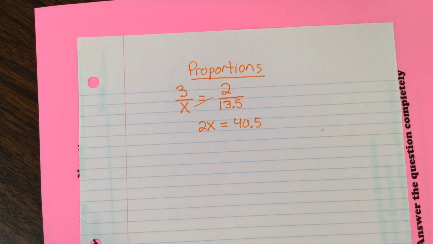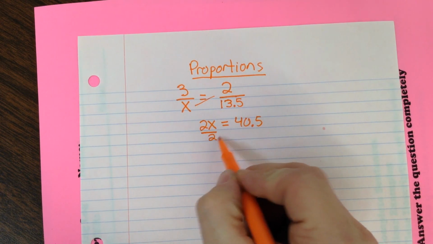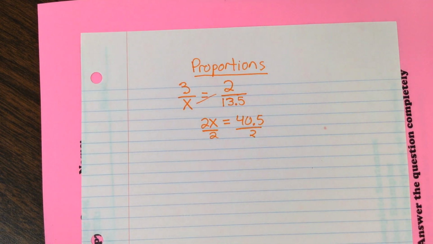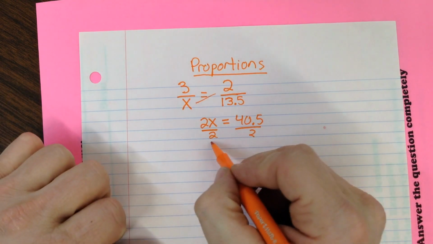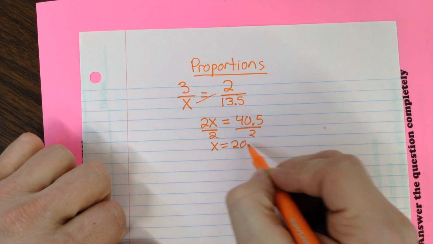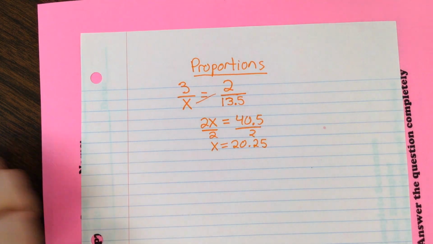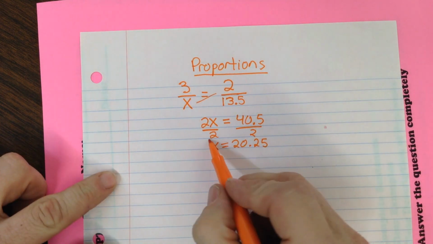And then all you have to do is basically get the x by itself, so you'll divide both sides by 2, and when you do that, you get an answer of x equals 20.25. And that is how you solve a proportion.